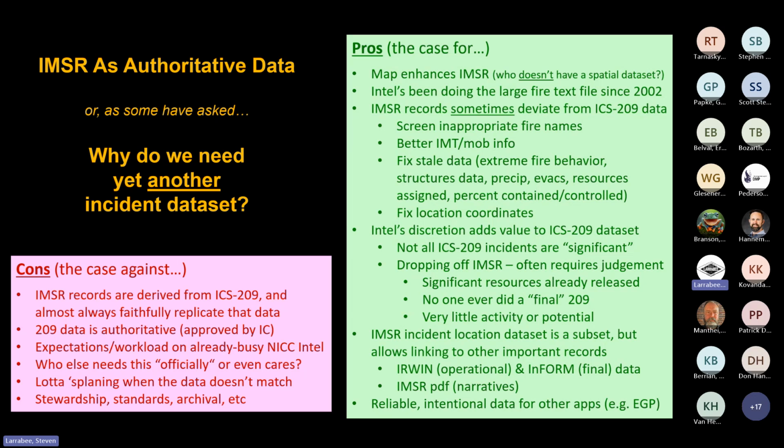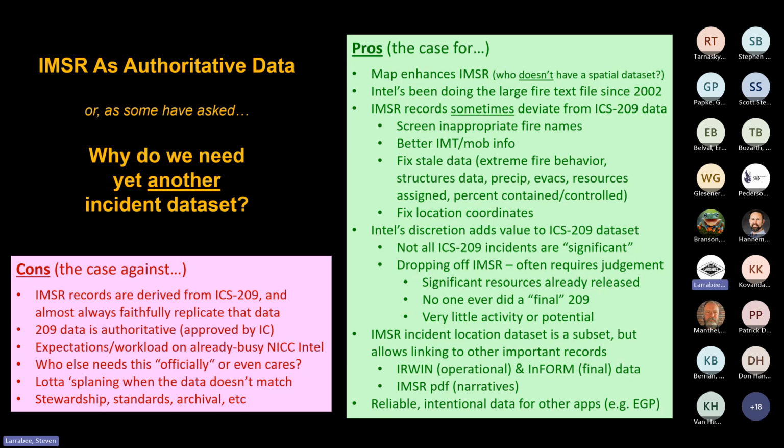And frequently the location coordinates are screwed up. So when we plot those things on the map just using 209 data, those fires may not even show up in the right state, or they could be in the ocean, or they could be the centroid of a complex, which puts it in a funny spot. So sometimes we have to fix those locations.